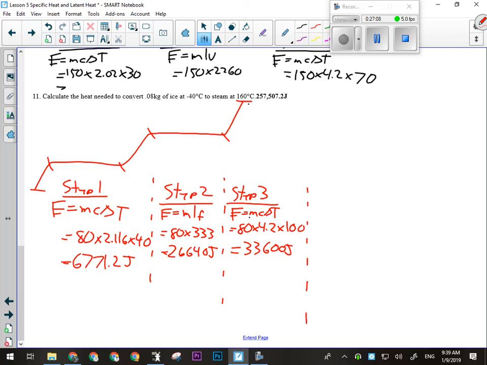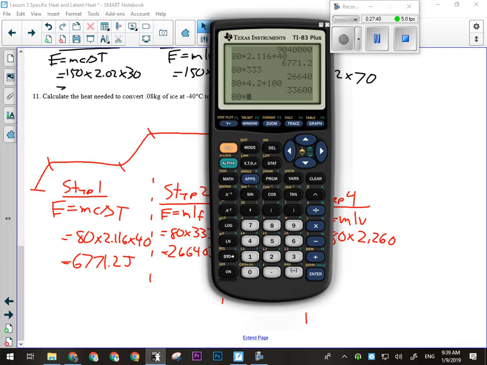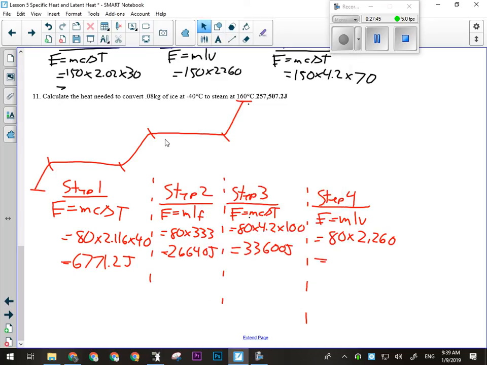At the end of that step, I now have boiling liquid water. If I keep adding heat, the water will boil off, and that means the temperature will not change for a while, and I will be looking at E equals MLV for step 4. So that'll be 80 times, sorry, 2,260. So we're looking at 180,800 for that.